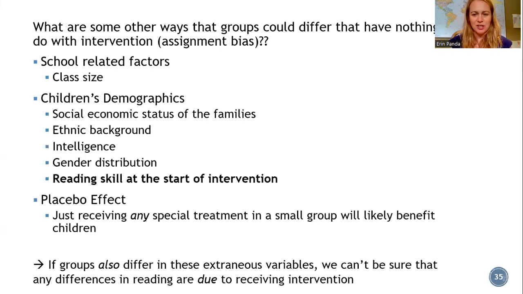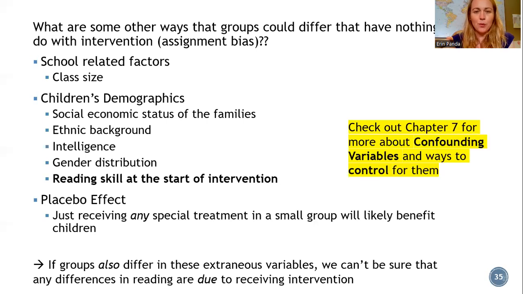So if kids also differ in these other extraneous variables, well, this is a huge confound, and we can't be sure that it's the intervention that actually is causing the improved reading skills. We'll be talking more about these possible confounding variables and ways to control them in the next few weeks. If you're interested in learning more about them now, check out Chapter 7 of your textbook.